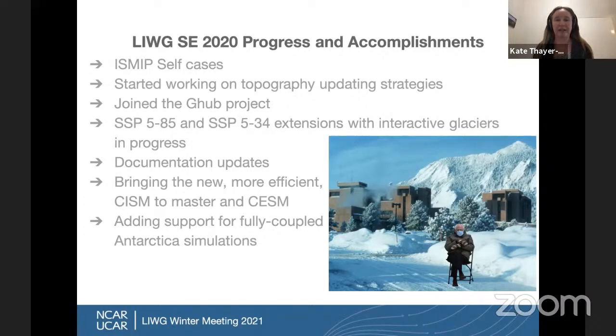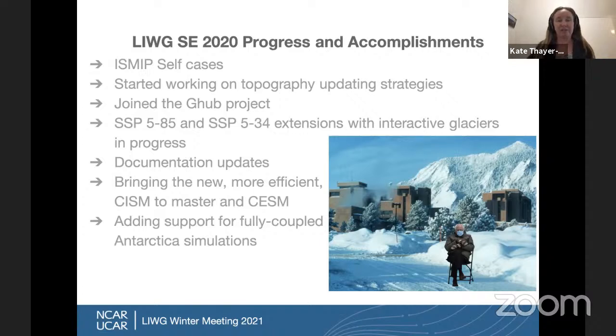We started working on runtime topography updating strategies. One of the things that we learned over the course of finishing our ISMIP simulations is that the coupling between the ice sheet height and the atmosphere being done offline is a huge source of failure. It's a failure point. So we've been working on trying to improve that situation and have come up with a couple different possibilities, but nothing has been particularly finalized for that. However, I am going to talk about the current strategy that is supported by me or our group in the documentation in a slide from now.